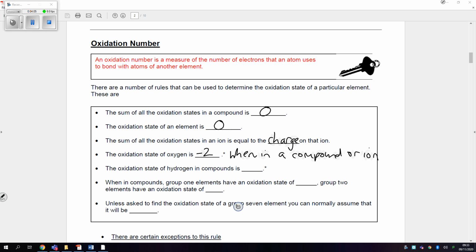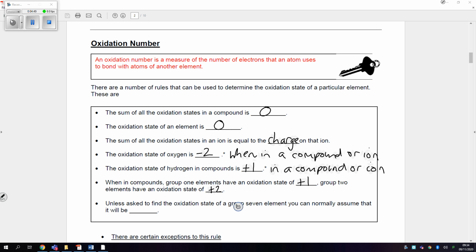Similarly, when hydrogen is inside a compound or inside an ion, it has an oxidation number of +1. When in compounds, group 1 elements have an oxidation state of +1, group 2 elements have an oxidation state of +2. Again, that will be similar to the charge, wouldn't it? If we think about group 1 elements when they're inside an ionic compound, they have a 1+ charge. And group 2 elements, when they're inside an ionic compound, they have a 2+ charge. So there is a clear similarity here.